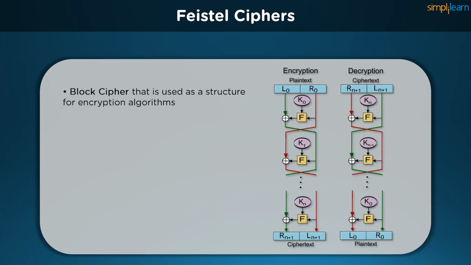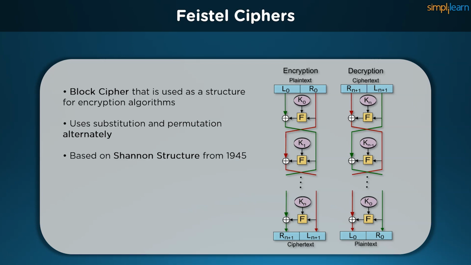A Feistel block cipher is a structure used to derive many symmetric block ciphers such as DES, which we have discussed in our previous video. The Feistel cipher proposed a structure that implements substitution and permutation alternately, so that we can obtain ciphertext from the plaintext and vice versa. This helps in reducing the redundancy of the program and increases the complexity to combat brute force attacks. The Feistel cipher is actually based on the Shannon structure that was proposed in 1945.